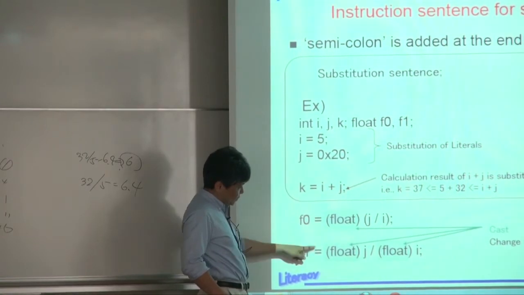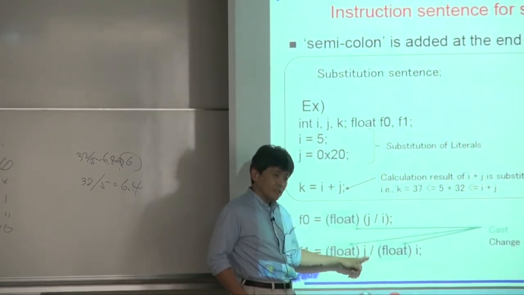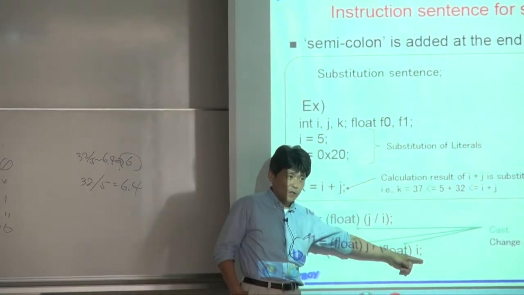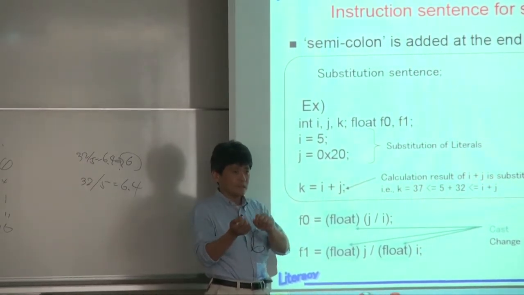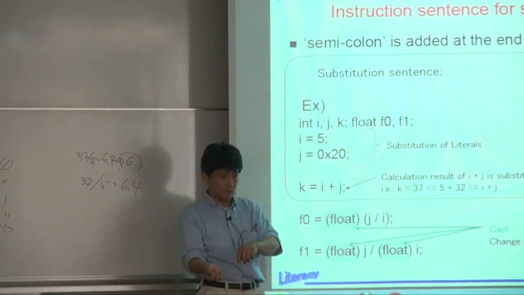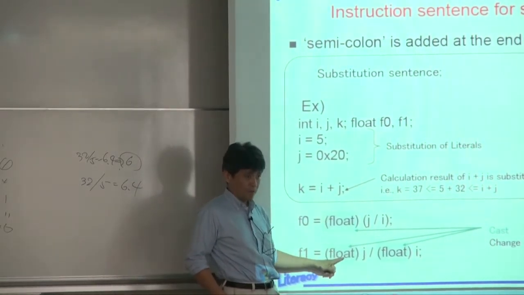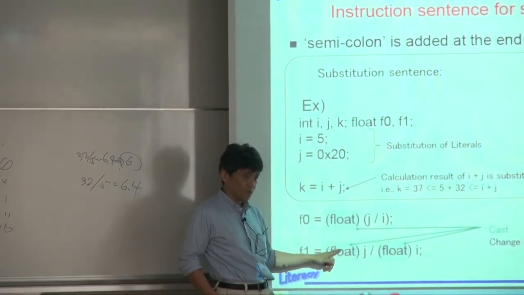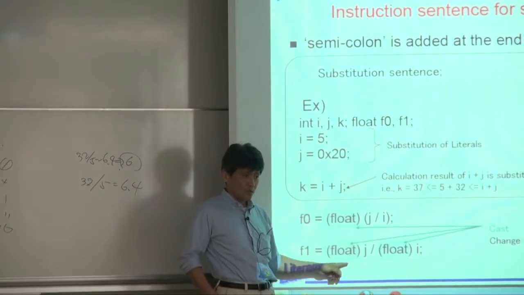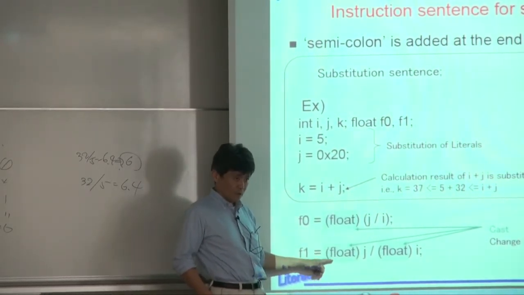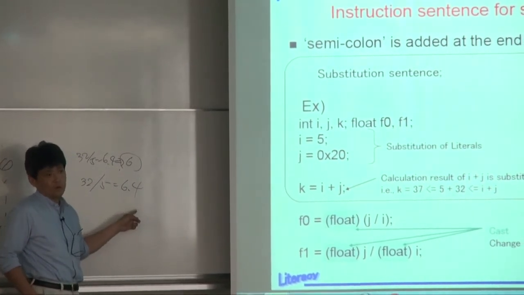In contrast, in this case, initially this variable is treated as an integer variable. This is also treated as an integer variable. However, using float casting, using casting, you can change the original data type into other data types. Okay, so in these cases, the return value should be treated as a single precision floating point number. This is also treated as a floating point number. So the calculation result should be treated as a floating point number. Okay, so as a result, the f1 variable should have the floating point number 6.4.